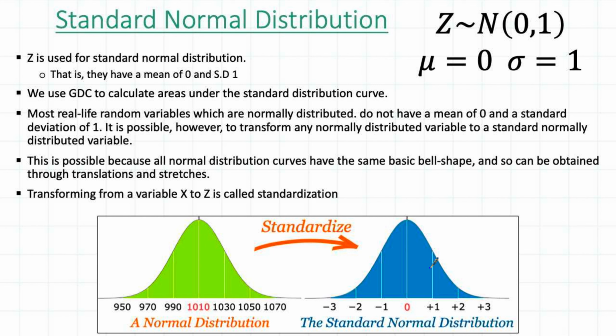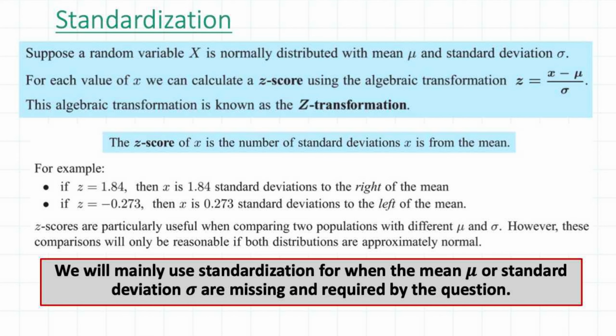Now, most real-life random variables do not have a mean of 0 and standard deviation of 1. However, it's possible to transform them to look like the standard normal distribution. So if I have a random value here of, let's say, 1,023, I want to know what's the equivalent value in the standard normal distribution. And then I can nicely compute some typical values of the standard normal distribution here. So this process of converting a variable x to z is called standardization. And again, the value you get from standardizing is called the z-score.